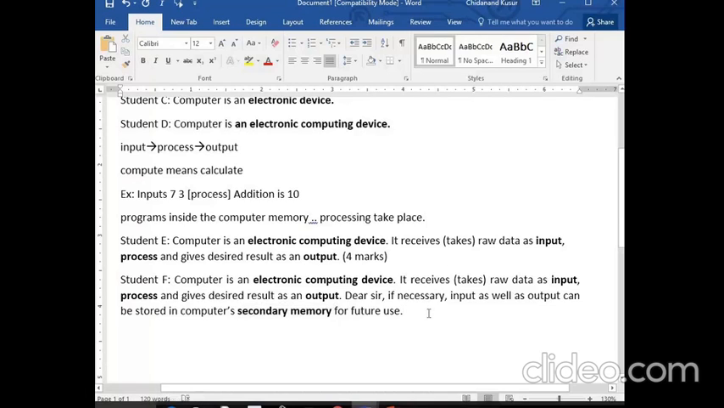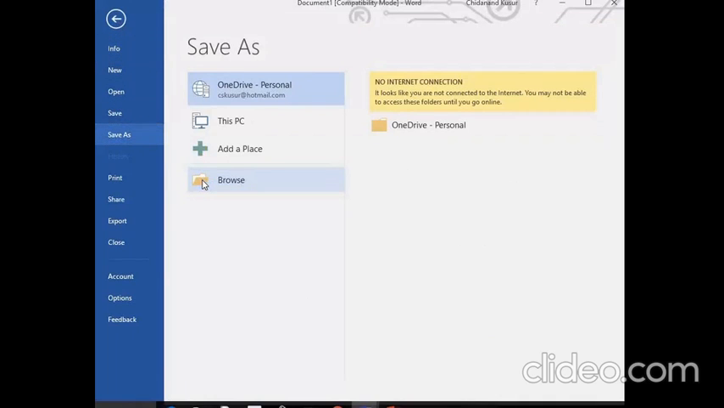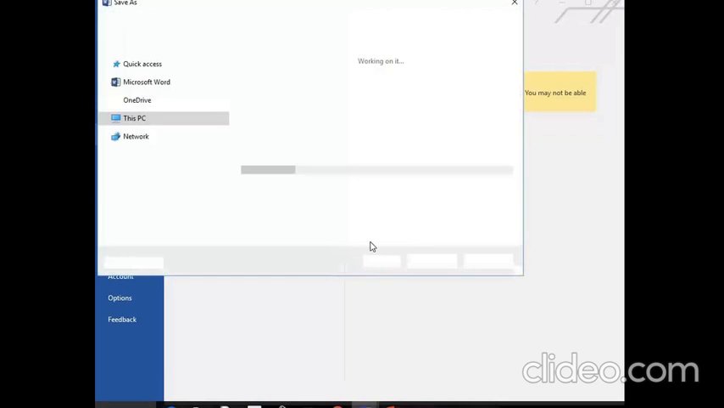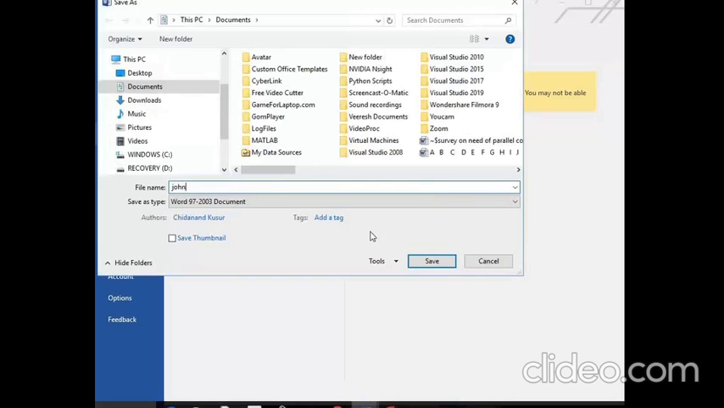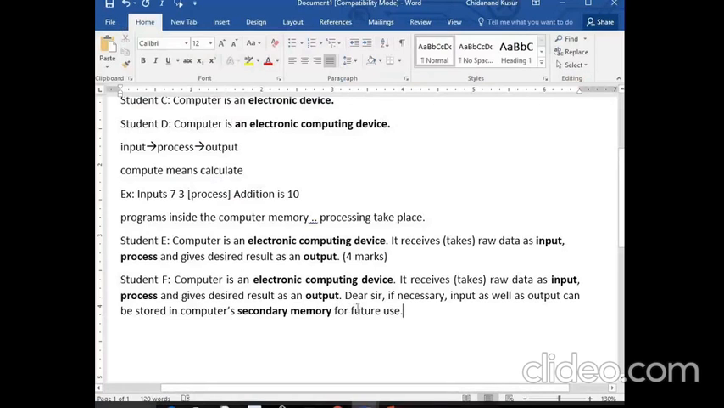Already I hope we save the file, no? We go to the File menu, click on Save, then go for Browse, then give the file name like our name, John, Jasmine, then click on Save. Once you save the file, you can open it as and when needed. This is the transmission of data from primary memory to secondary memory. Once you save the file inside the memory, you are able to open it as and when needed. That's why you can save the input as well as output in the computer's secondary memory for future use. That is what we call a computer, sir.